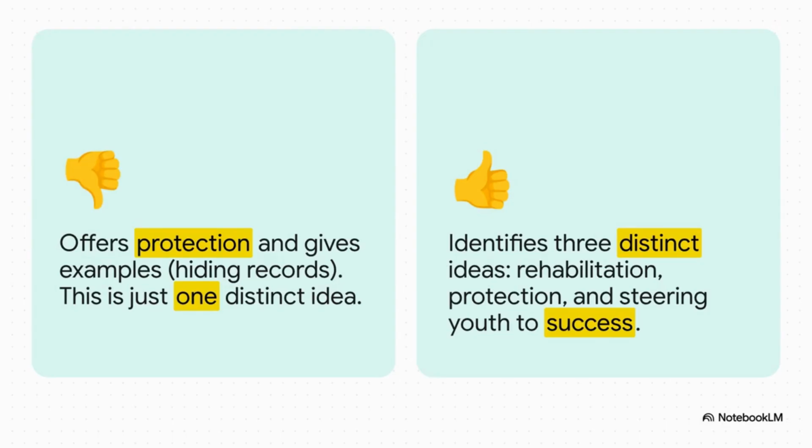Let's look at a real example from that report. The low-scoring answer on the left, it only gets 1 mark. Why? Because hiding records and mistakes don't affect their future are basically just examples of offering more protection. It's the same point, just dressed up differently. But the high-scoring answer on the right gives 3 genuinely different points: rehabilitation, protection, and steering youth to success. See the difference? Each one is a totally separate idea.